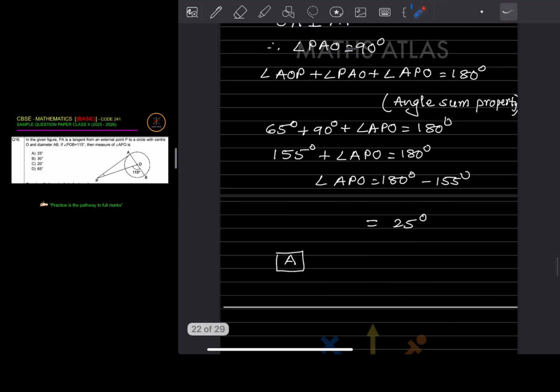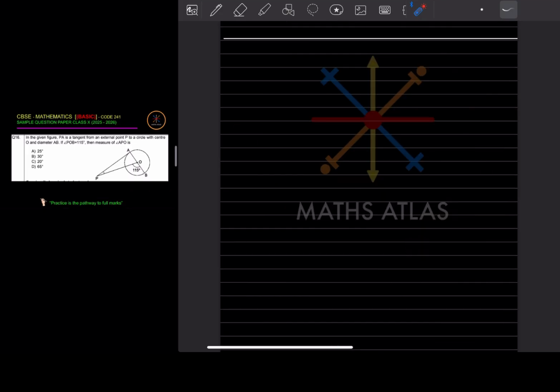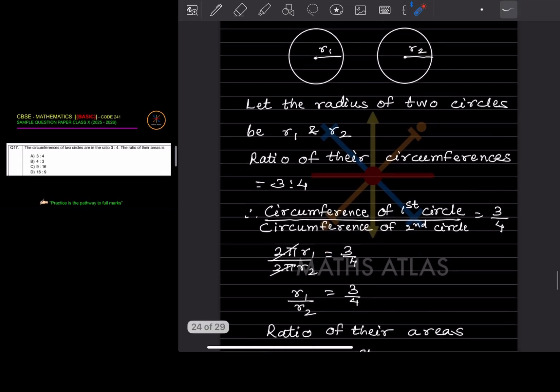So even if it is an MCQ, and if you don't know how to solve these, you can also cut down options if you know some steps. But for better explanation and better understanding, I have increased the steps. So now let us see the next question, that is question number 17.